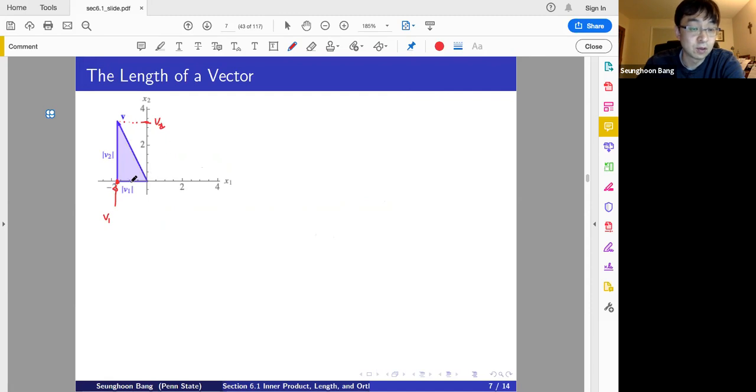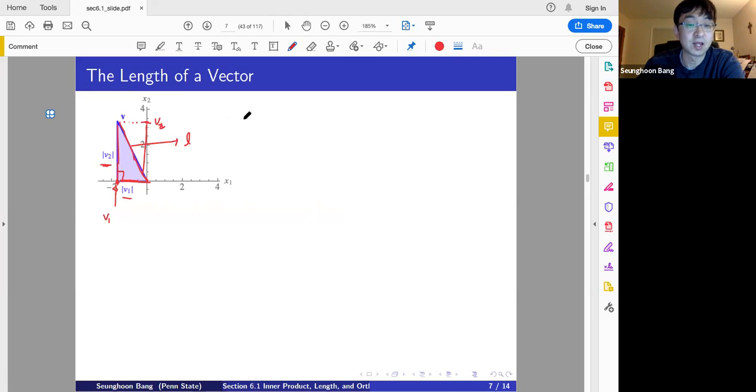v2, v1. This length is the absolute value of v1. So this length is exactly the same as this one, the absolute value of v2. So I want to find the length of a vector from 0 to v, this length L. How can you find it? We can use the Pythagorean theorem.